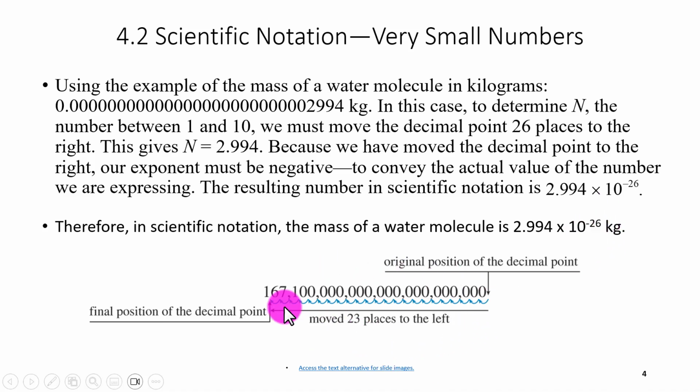If I have a positive value for that exponent of the power of 10, that tells me that I have a very, very large number. If I have a negative exponent for the power of 10, that tells me that this number is very, very small. And therefore, to express this number, if I move the decimal point 23 places to the left, I will have 1.67 times 10 to the power of 23. It is positive 23 because I'm moving it to the left.